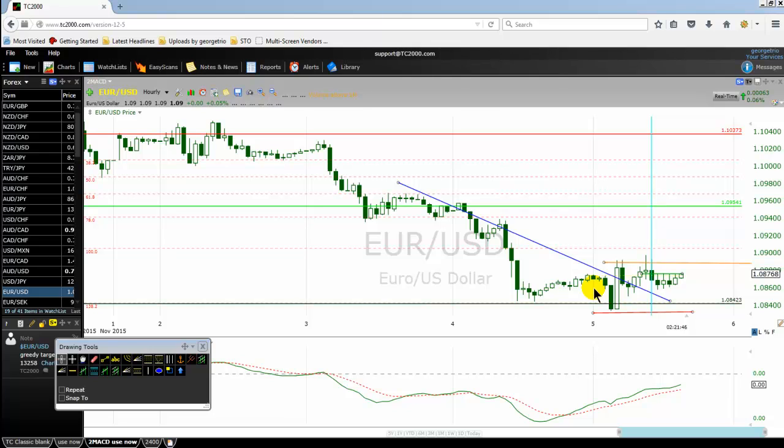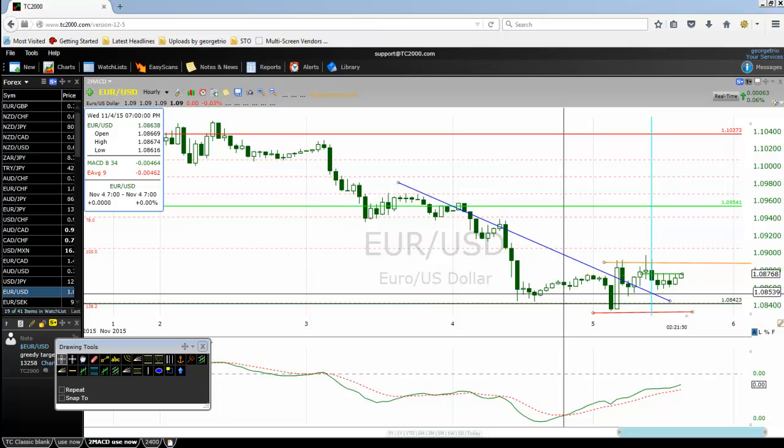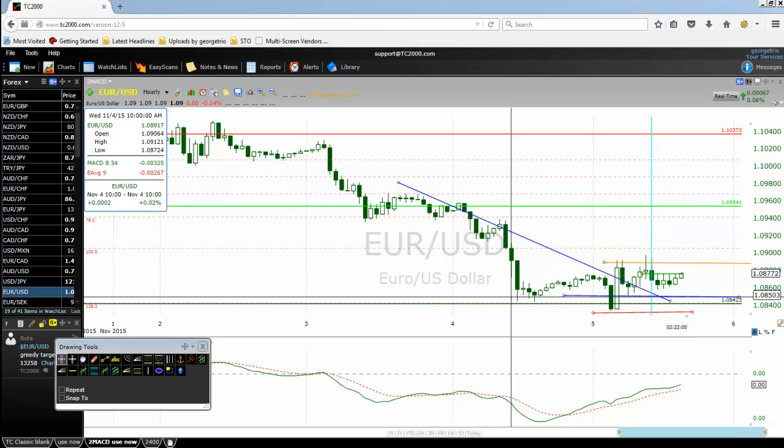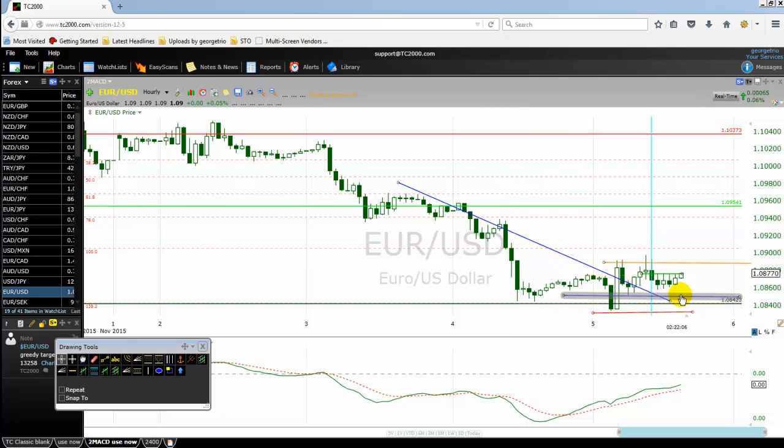Bringing my stop loss at 108.46. So what I'll do, I'll place a line there, 108.46, somewhere in this region, somewhere here.